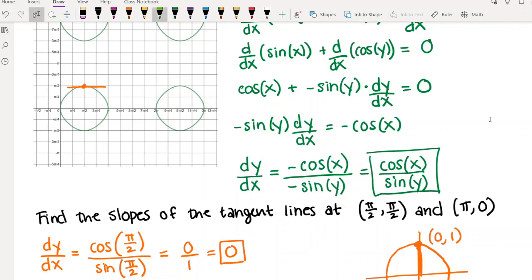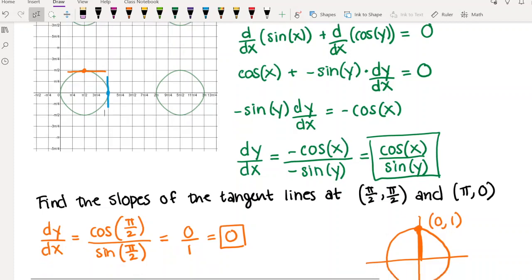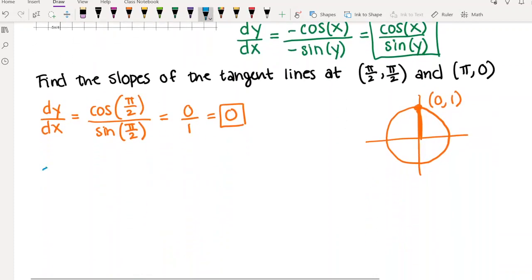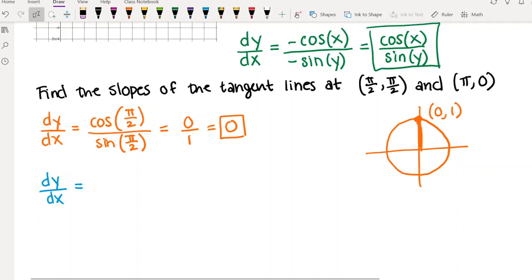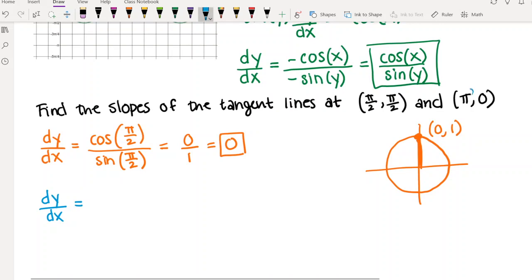So next we're going to do the point at pi comma 0, and looking at this point, we might already guess the slope looks like it's going to be undefined, right? Because vertical lines have an undefined slope. But let's see what happens if we plug that into our equation. So here's our original dy dx, and we're plugging in pi as our x value. So we have cosine of pi on the top. And then in the denominator, we have sine of 0.